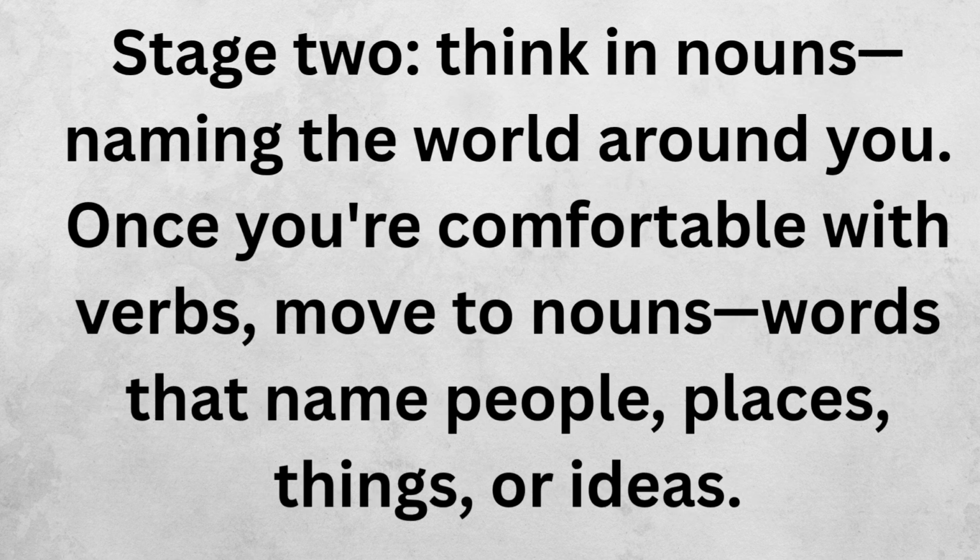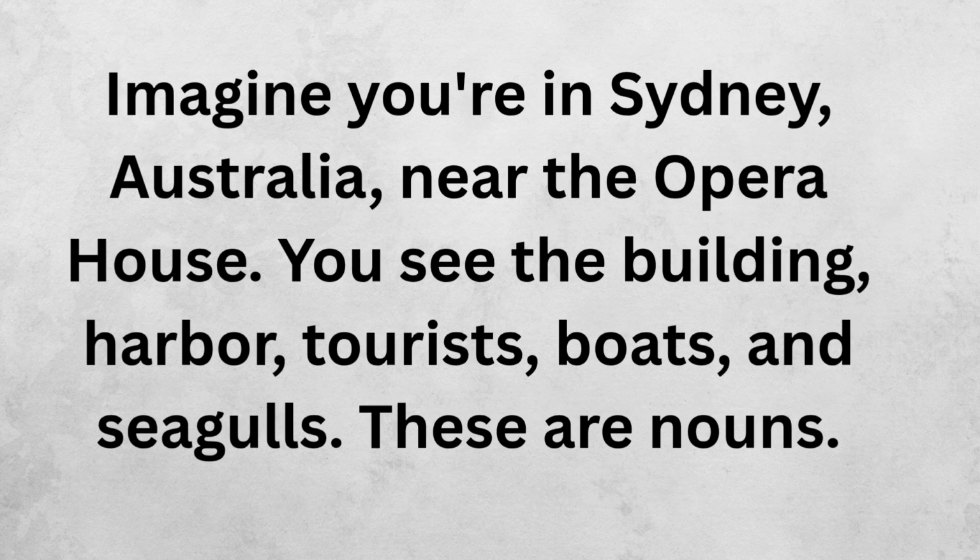Stage 2. Think in nouns, naming the world around you. Once you're comfortable with verbs, move to nouns, words that name people, places, things, or ideas. Imagine you're in Sydney, Australia, near the Opera House. You see the building, harbour, tourists, boats, and seagulls.